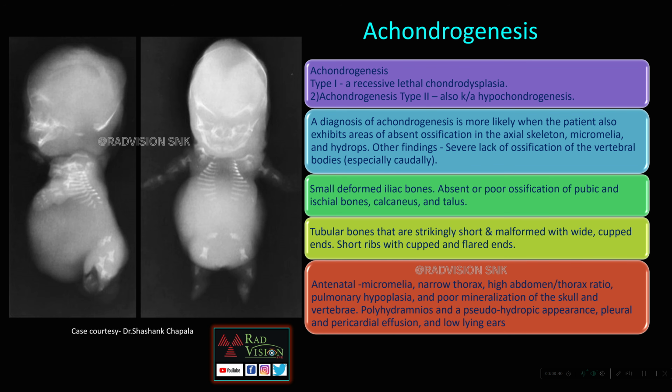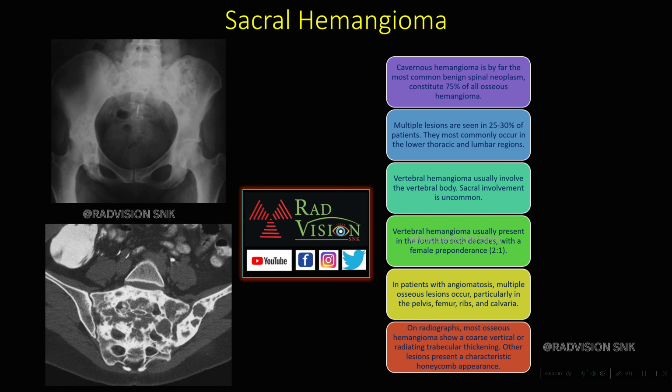Antenatally also, these babies will have a large head with lack of ossification of the vertebral bodies, giving the classical floating head appearance, and there will be a narrow thorax with a large protuberant abdomen associated with polyhydramnios and hydrops. So this is a lethal skeletal dysplasia. Differentials can be achondroplasia, achondrogenesis, and if there is complete absence of ossification of the skull bones, it can be acrania. So remember achondrogenesis as one of the lethal skeletal dysplasias. Thanks to Dr. Shashank for contributing this case.